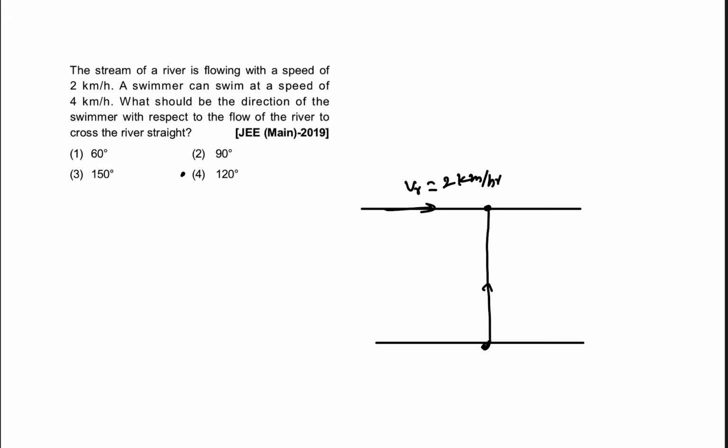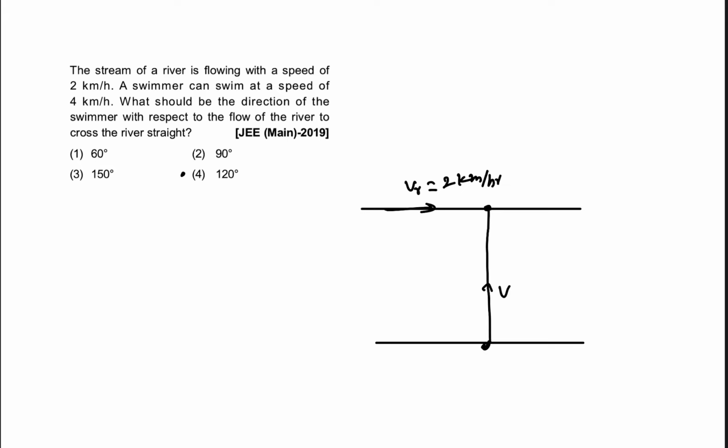You can see the stream of the river is flowing with a speed of 2 km per hour, and the swimmer can swim at a speed of 4 km per hour. What should be the direction of the swimmer with respect to the flow of the river? This is a direct question that was asked in JEE Mains. River is flowing, VR is equal to 2 km per hour. Now what should be the direction of the swimmer with respect to the flow of the river to cross the river straight?